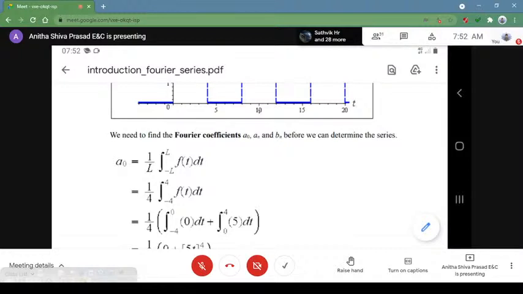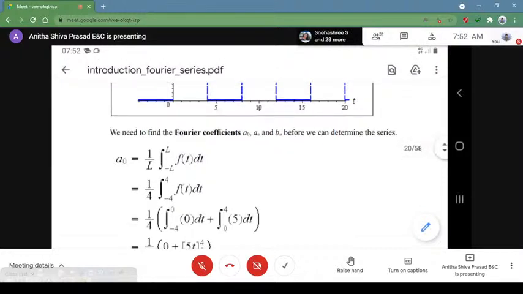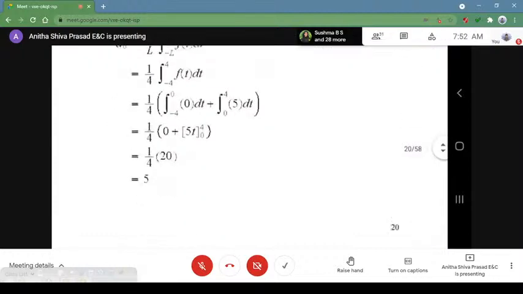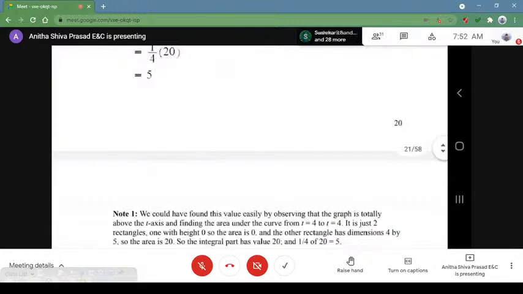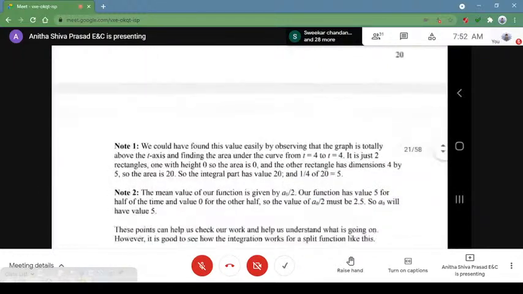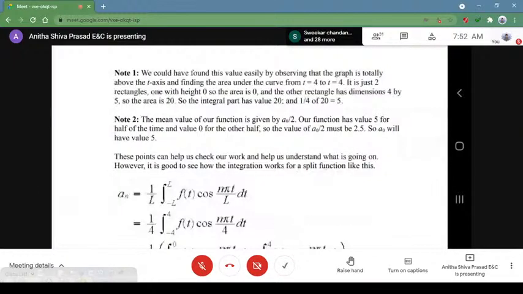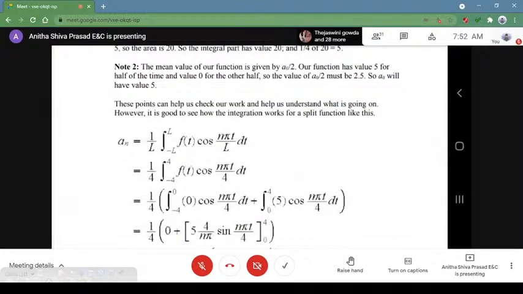What is the value we have in the signal? From -4 to 0, it is 0. From 0 to 4, it is 5, and that is repeated. So we got the constant as 5. Then we need to find an and bn. The formula is 1 by L integral from minus L to L of f of t cos of n pi t by L.